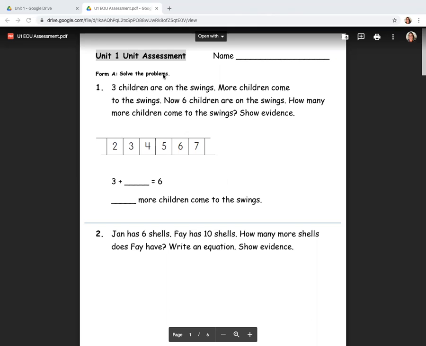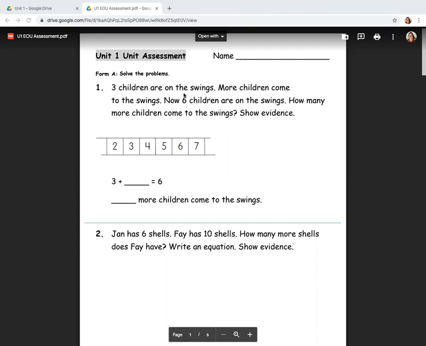Unit 1 Math Assessment, first grade. 3 children are on the swings. More children come to the swings. Now 6 children are on the swings. How many more children come to the swings? Show evidence.